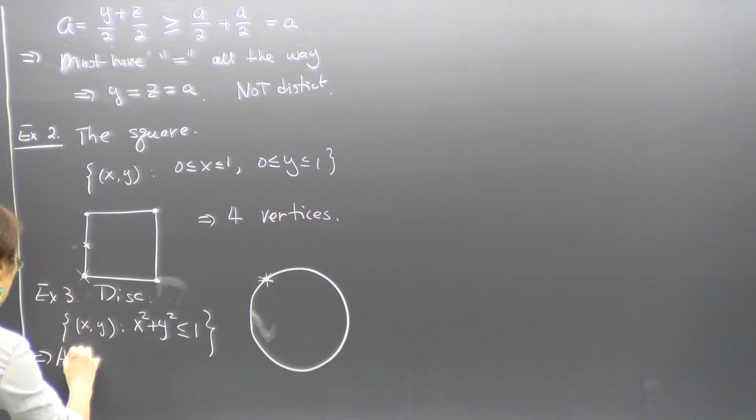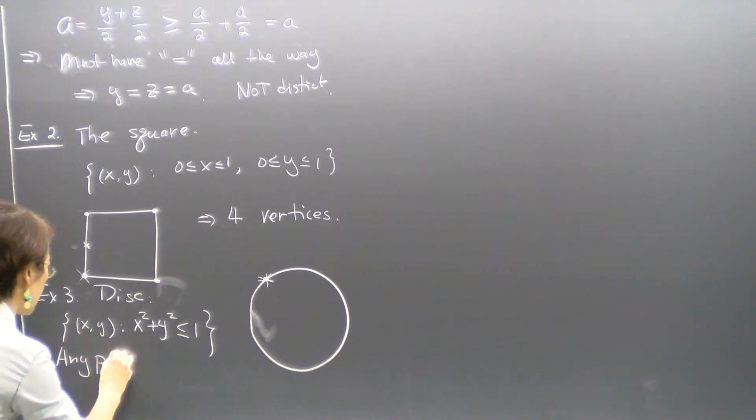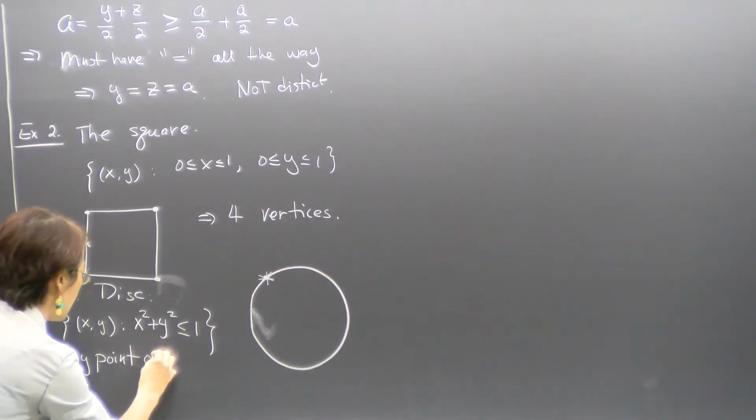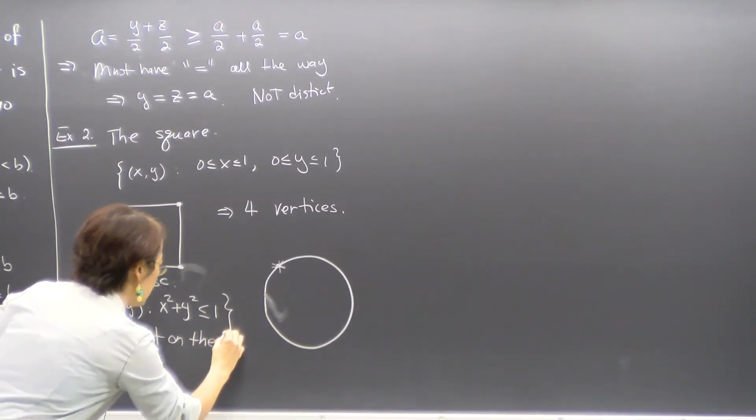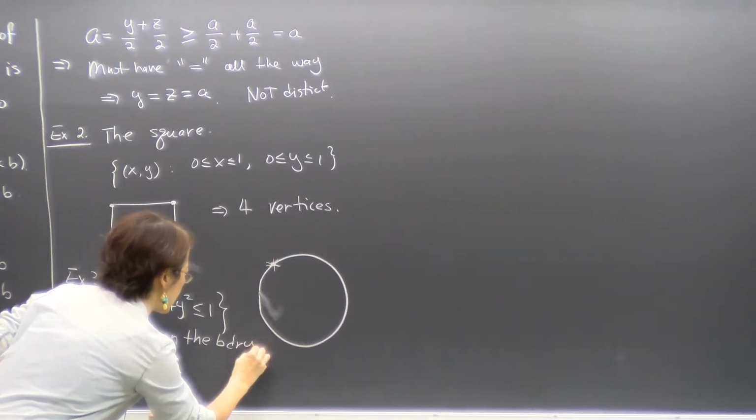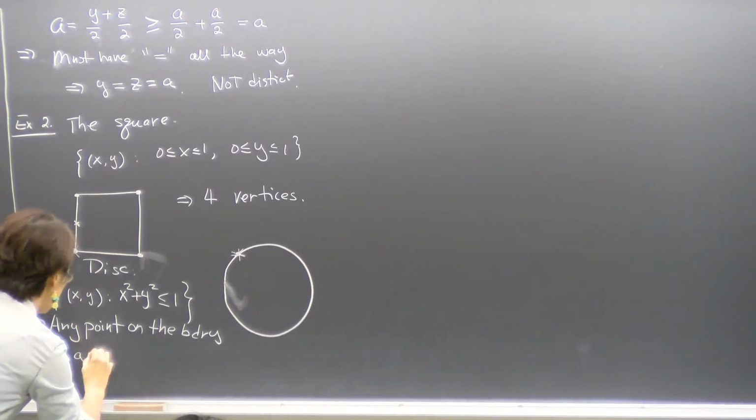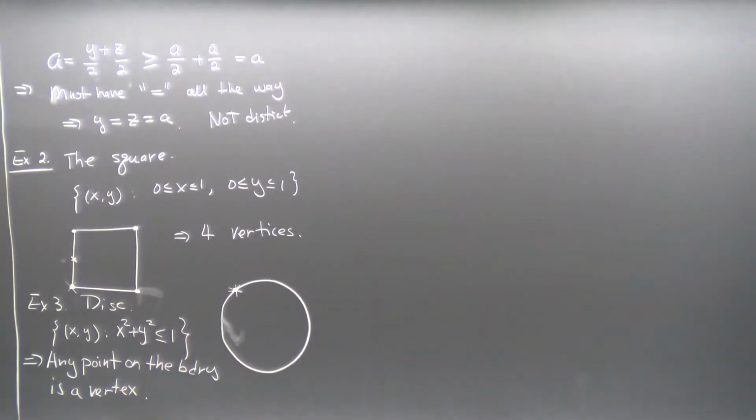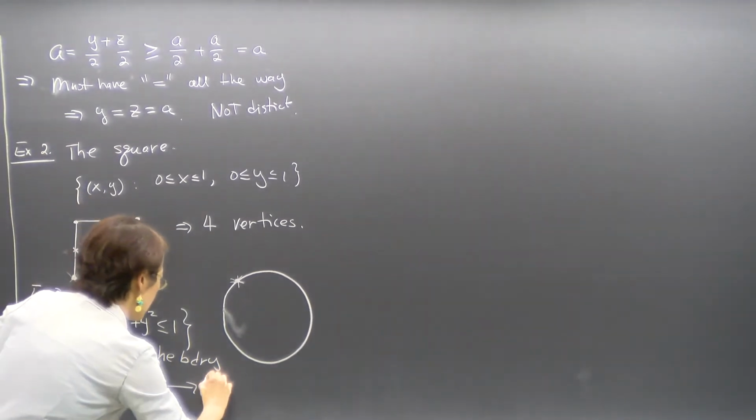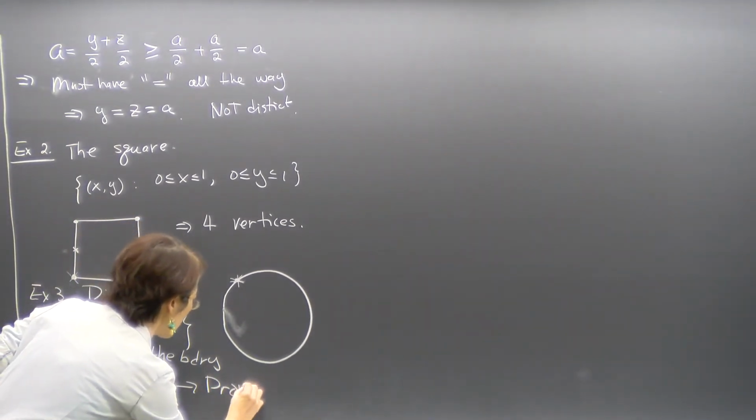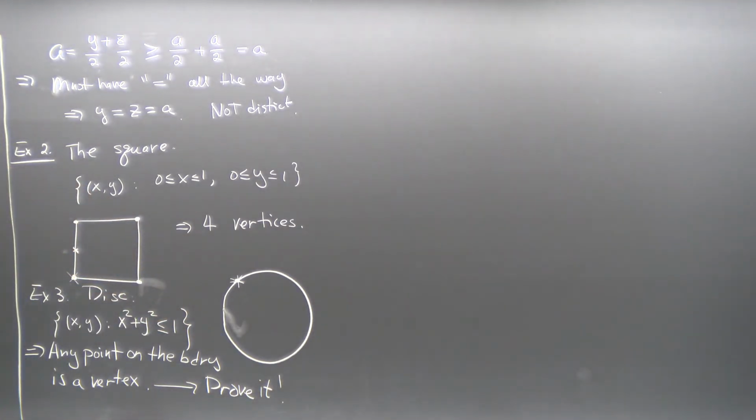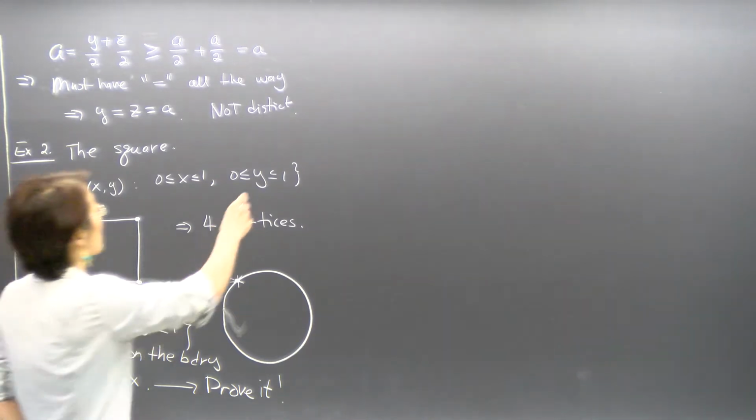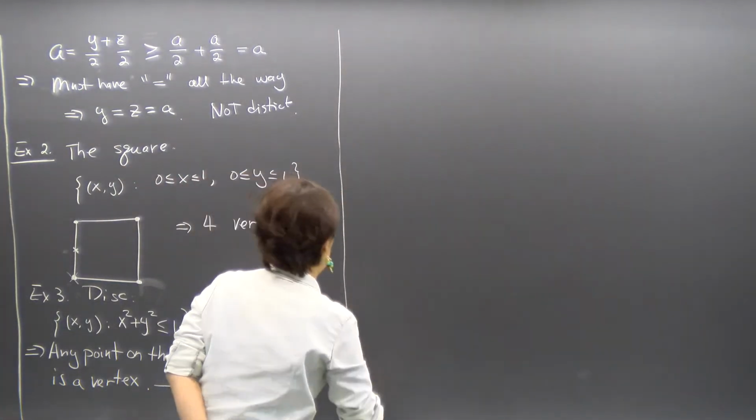So any point on the boundary is a vertex point from visual inspection. So I will challenge you, if you're curious, would you be able to formulate a formal proof per the definition to show that it is? Okay, just not homework, just for you to entertain if you want.